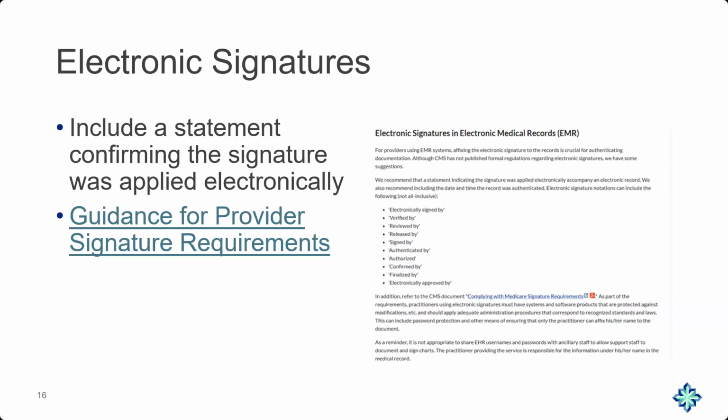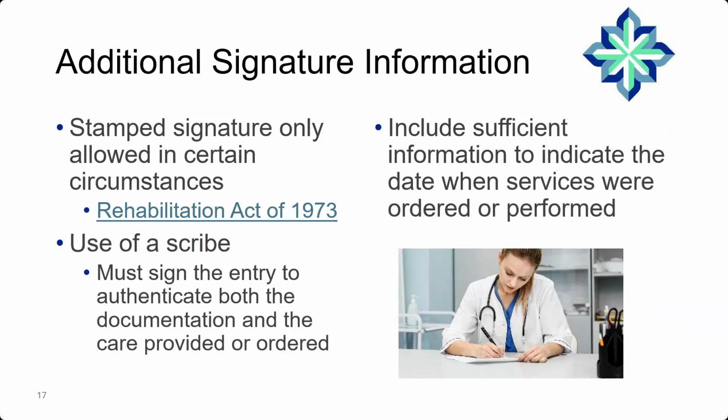Examples of language for electronic signatures can be found in the WPS's Guidance for Provider Signature Requirements. And I also put a screenshot here in case you would like to see some of the examples that we put in that document. Stamped signatures are generally not accepted. CMS will allow certain providers to use a rubber stamp for their signature under the Rehabilitation Act of 1973, provided the author has a physical disability that prevents them from signing and can provide proof of this disability to a CMS contractor. By using the rubber stamp, the provider affirms that they have reviewed the document.